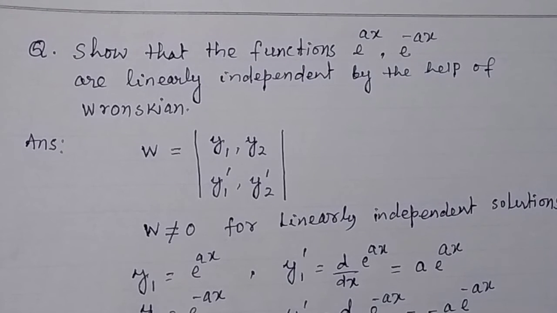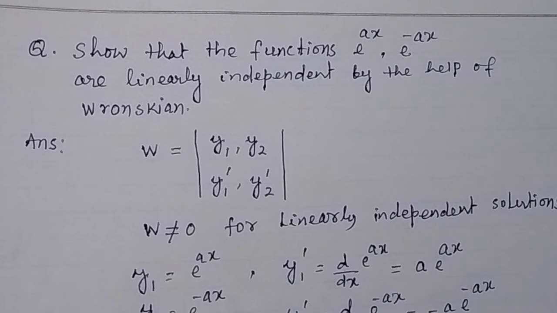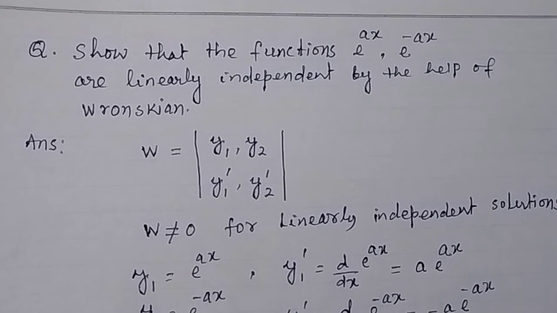So that the functions e to the power ax and e to the power minus ax are linearly independent, by the help of Wronskian. So by using Wronskian we will prove that the given functions e to the power ax and e to the power minus ax are linearly independent.